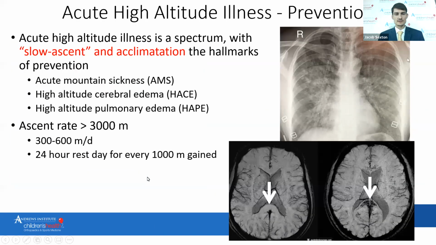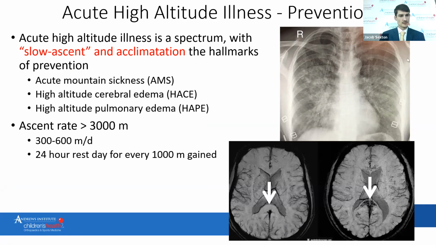So, high altitude illness prevention. Acute high altitude illness is a spectrum, with slow ascent and acclimatization the hallmarks of prevention. Typically, there's acute mountain sickness, there's high altitude cerebral edema, and high altitude pulmonary edema.